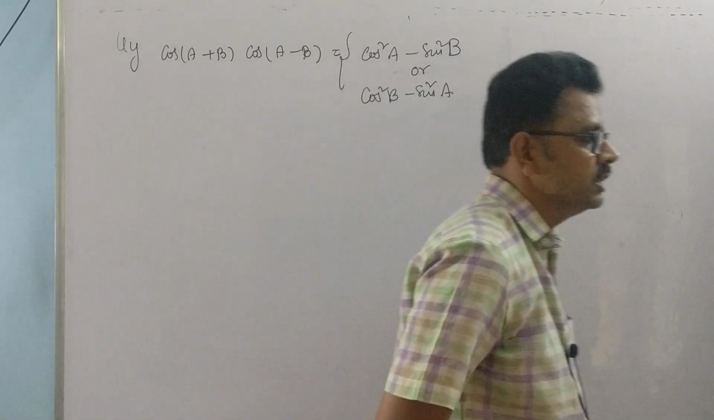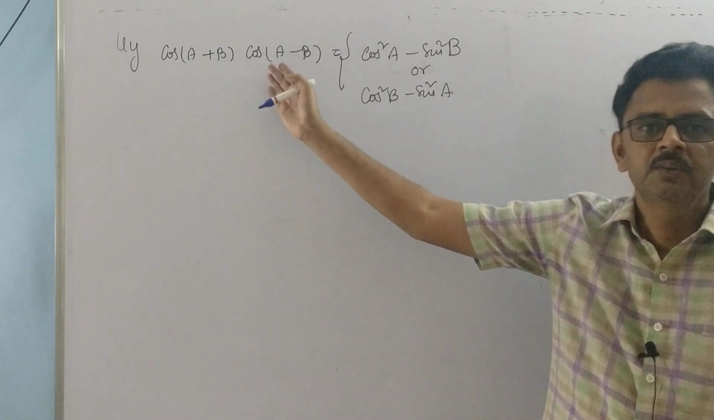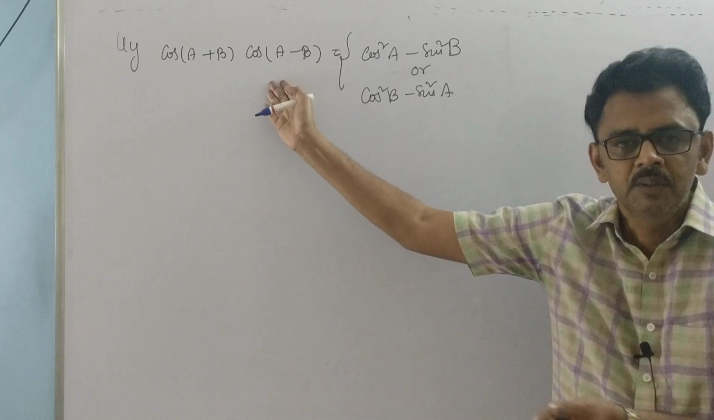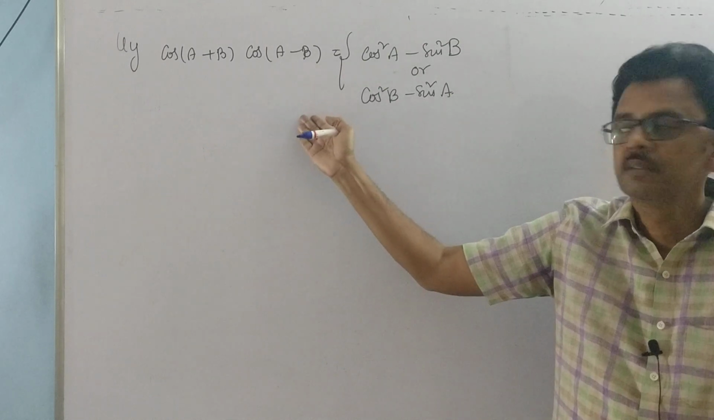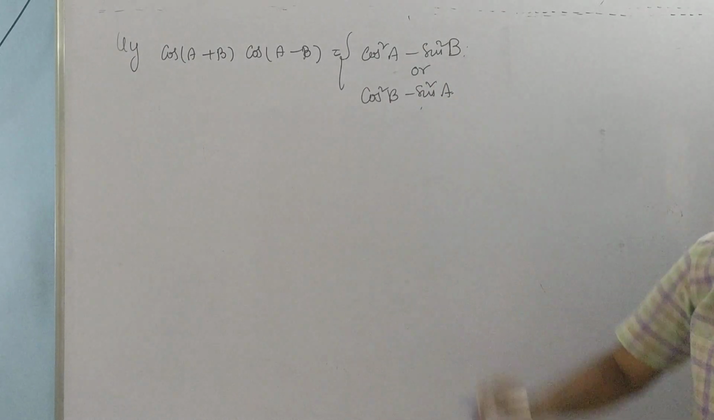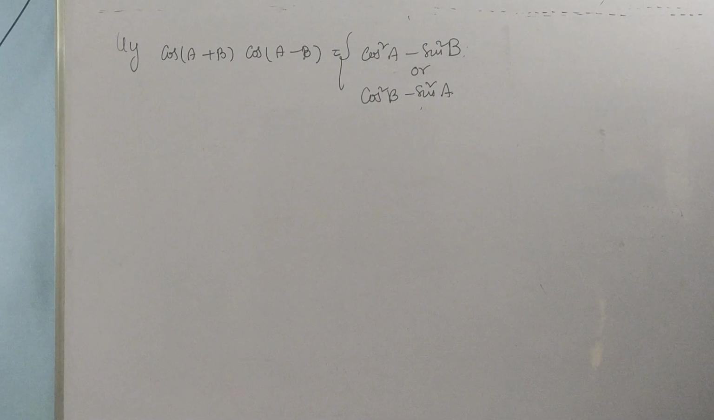Similarly, doing the same process, you take cos of a plus b into cos of a minus b form. Again you have a plus b into a minus b form, that is a square minus b square. So we get these two results, either this or this, both are correct. Cos of a plus b into cos of a minus b.